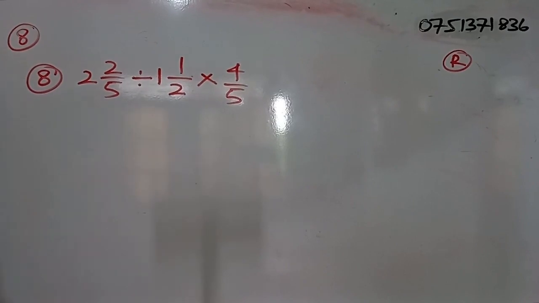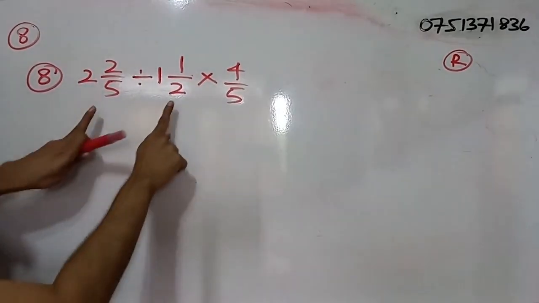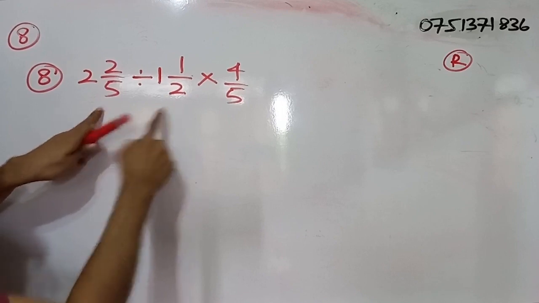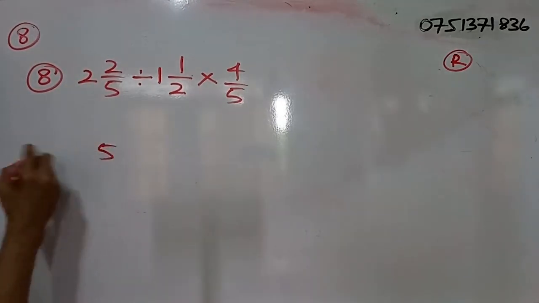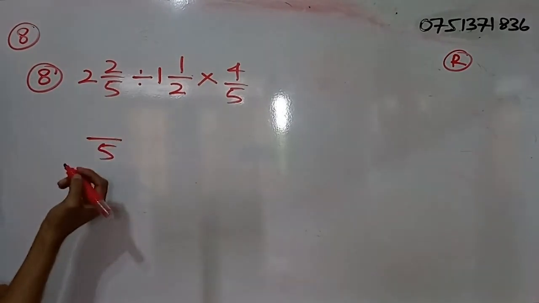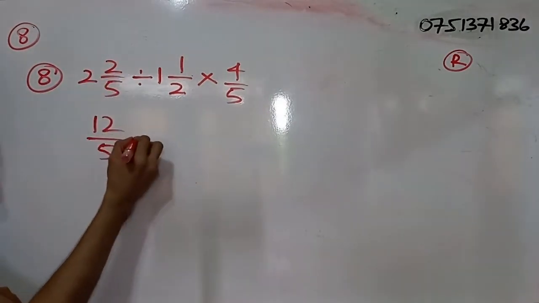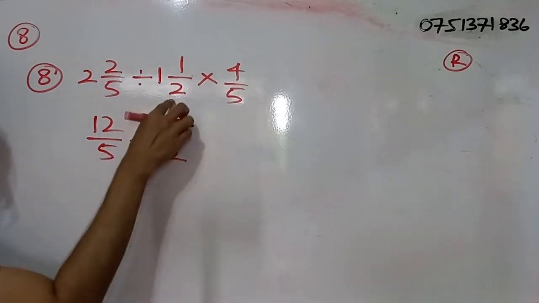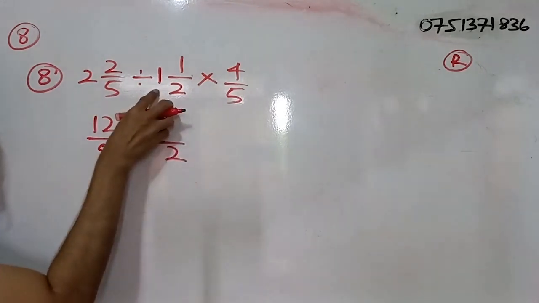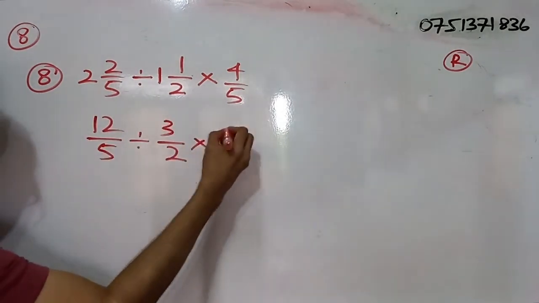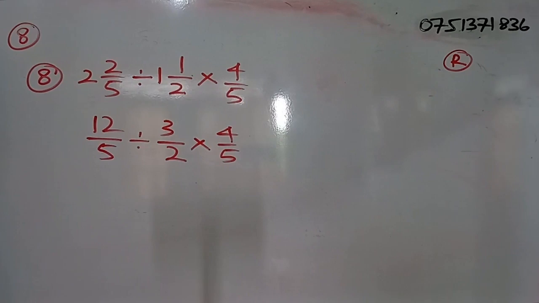Okay. So first of all, we will convert these two mixed numbers into improper fractions, right? So here the denominator will be the same and the numerator will be what? 5 times 2 that is 10, add the 2, this becomes 12. Divide by the denominator here, that will be the same, 2 times 1 that is 2, add the 1, this becomes 3, into 4 by 5.